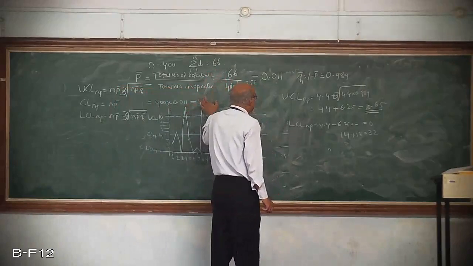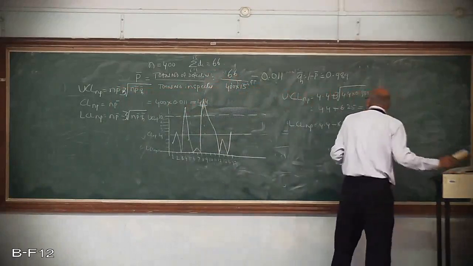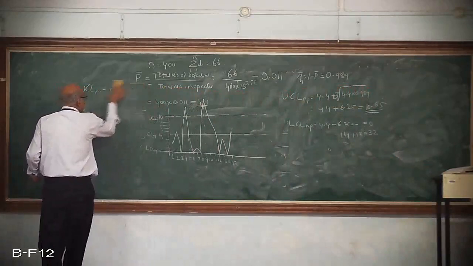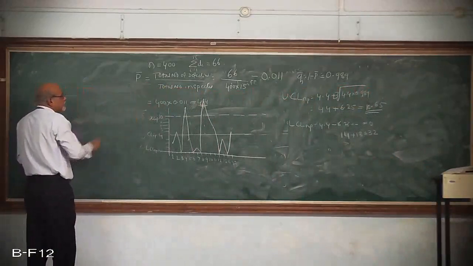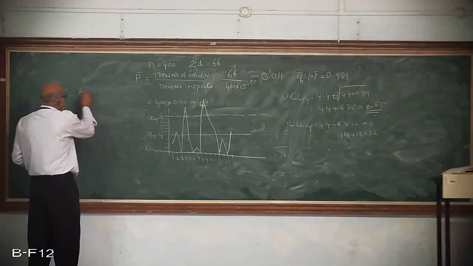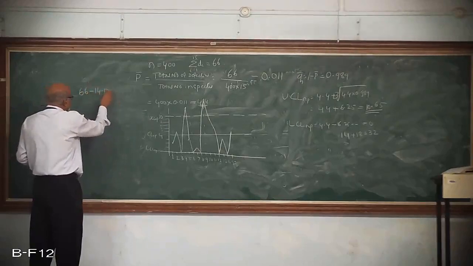So in that case, the total number of defectives, shall I rub it off, this one? This one I'll keep as it is, this side I'll rub off. Now the revised P bar we need to calculate. How are we going to calculate? The total number of defectives is not 66, it is going to be 66 minus 14 minus 18.